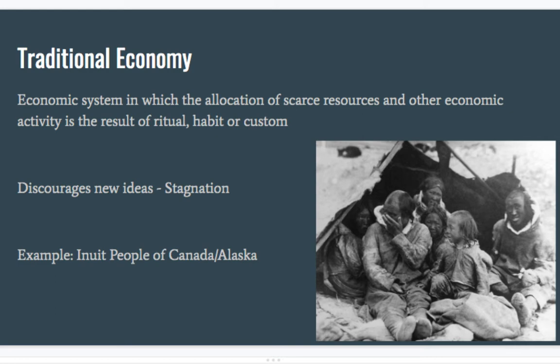So the book starts off slow, and the first type of economy that we're going to talk about is a traditional economy. And this is an economic system in which the allocation of scarce resources and other economic activity is the result of ritual, habit, or custom. This is basically when you think about the historic natures of tribes. I think of African cultures, the small little groups, things of that nature.